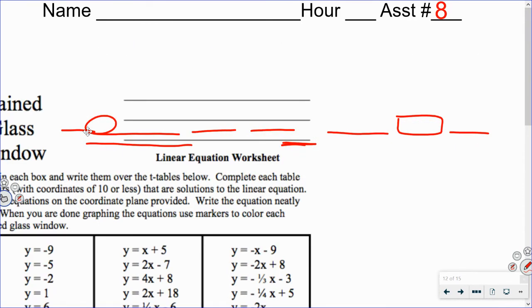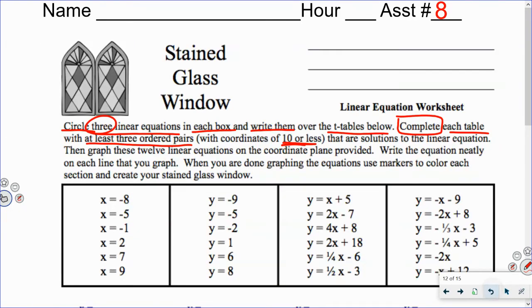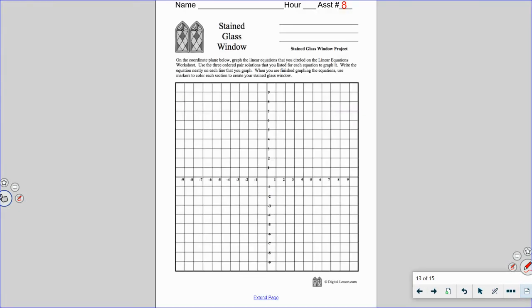Oops, I shouldn't have done that. Let me see if I can redo that. There we go. Because when we go to the next page, you'll want that to fit on this graph, and the largest numbers you can get to are +10 and -10. So you got to be careful and choose wisely.